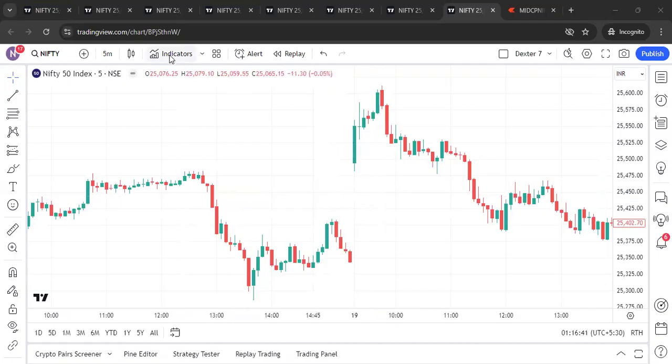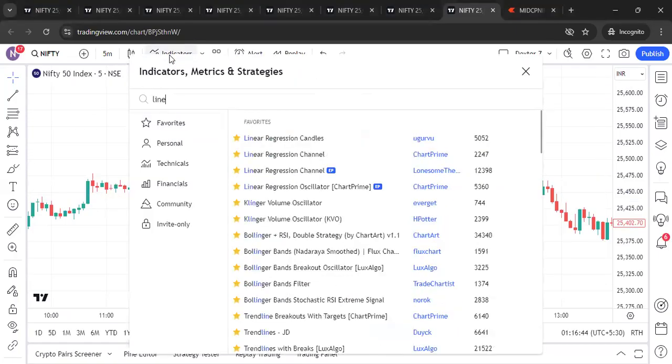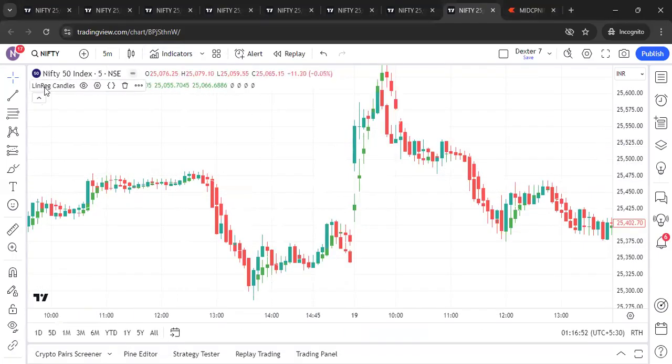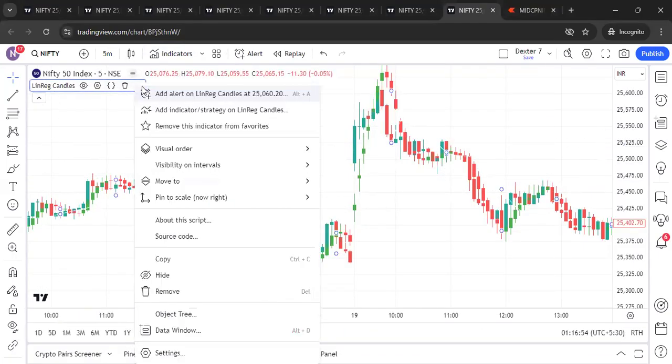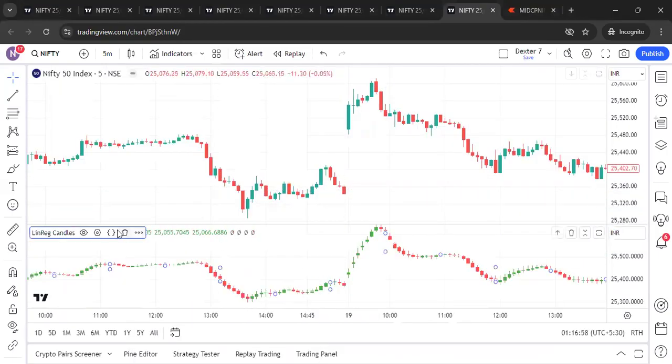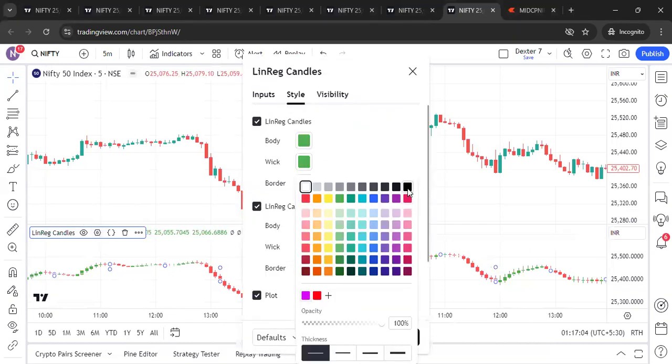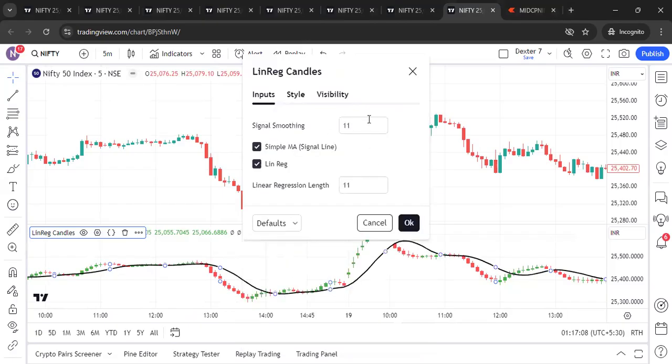So we are on TradingView. I'm going to the indicators tab and adding linear regression candles by Ugurvu. If you see, it is already added. It is overlapped on the existing chart, and we'll just move it to below. A few changes in the settings as far as style is concerned. I have not made any change in inputs.